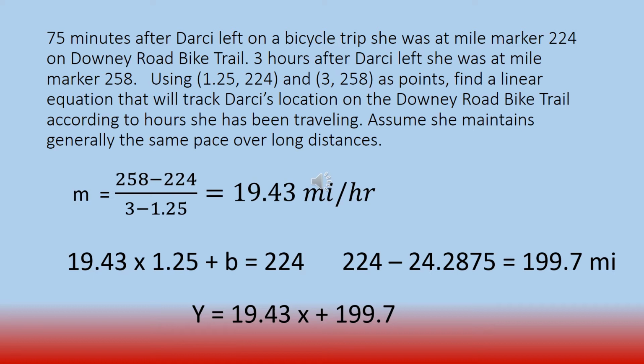19.43 times 1.25 is 24.2875, so 224 minus 24.2875 gives us 199.7. So she entered the trail at 199.7 miles. There probably wasn't a mile marker right at that spot, but if there was, that would be the mile marker where she came onto the trail at the beginning of her ride. So our equation is y equals 19.43 times x plus 199.7.